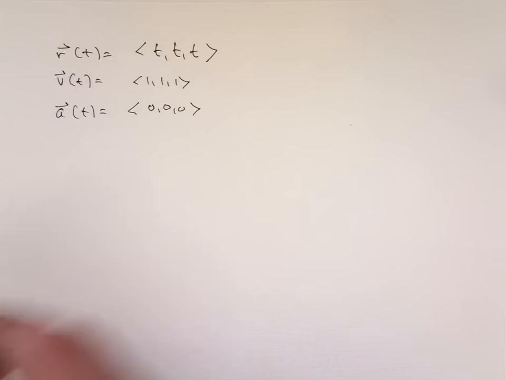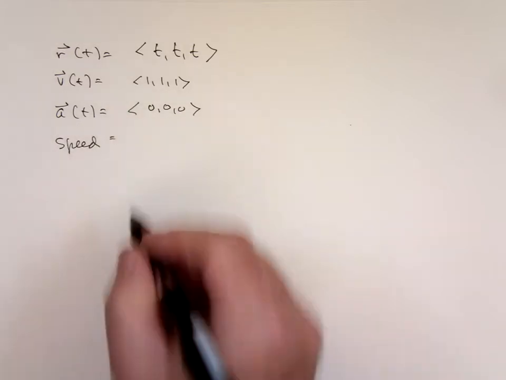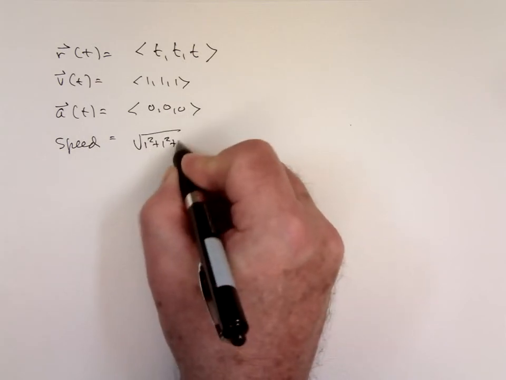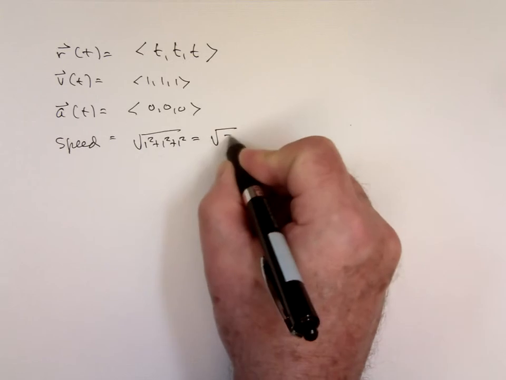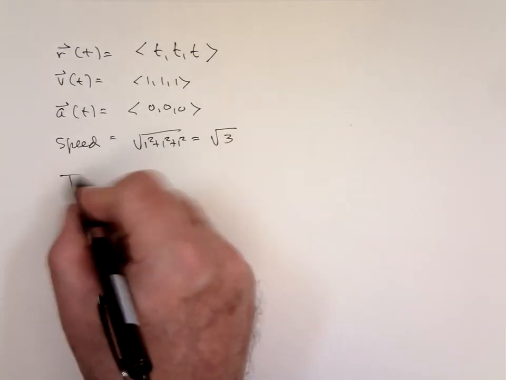Speed. Well, if we got a constant velocity, it doesn't matter when we do the speed. It's the square root of 1 squared plus 1 squared plus 1 squared. It's the square root of 3. Unit tangent vector.